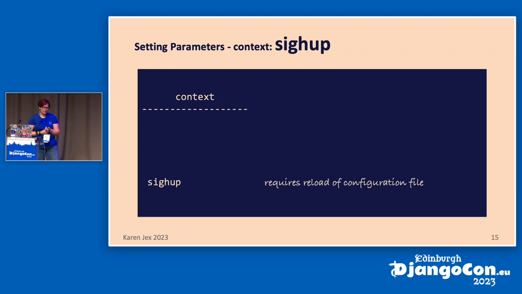SIGHUP doesn't require a restart, but you do need to reload the configuration file. So you'd do something like a pg_ctl reload or a pg_reload_conf inside your database. A couple of examples of those are archive_command and max_wal_size. We'll get to the actual parameters later, so don't worry about the actual parameter names that I'm giving here.